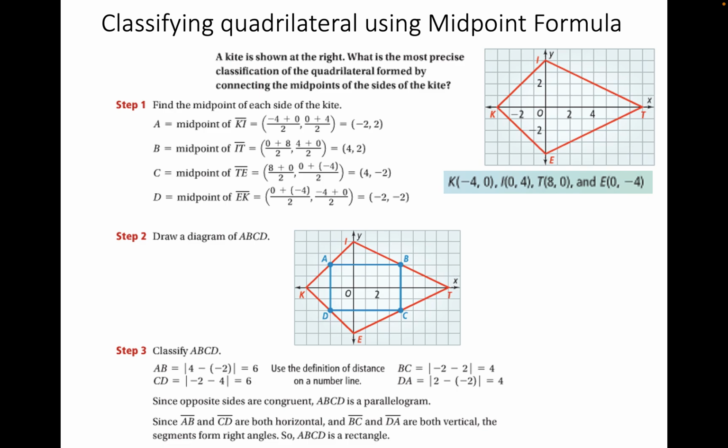Well, any lines that meet at horizontal and vertical are going to be right angles. So for example, angle A and angle B and angle C and angle D are all right angles. So if I have a parallelogram that has 4 right angles, then by definition, that is a rectangle. So I know that quadrilateral ABCD is a rectangle.